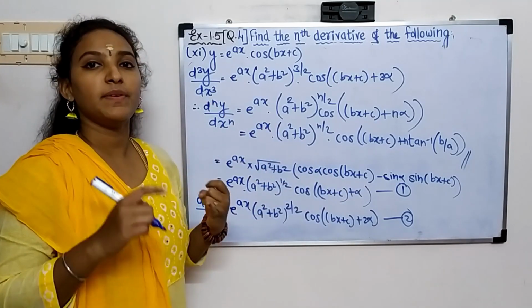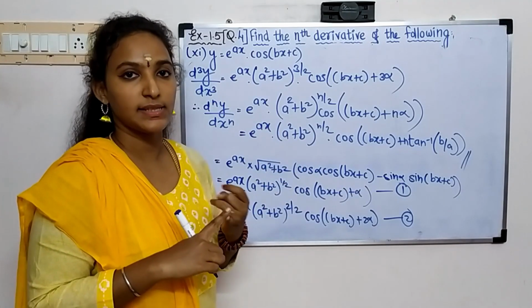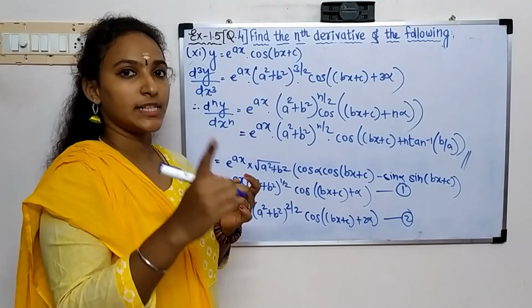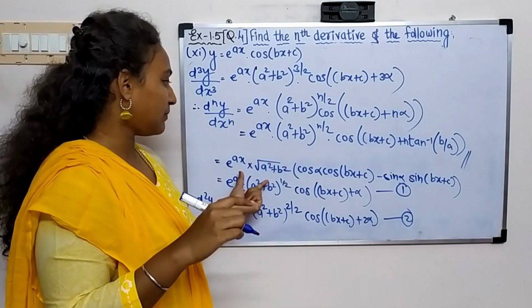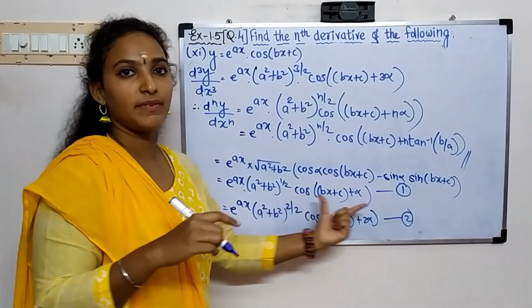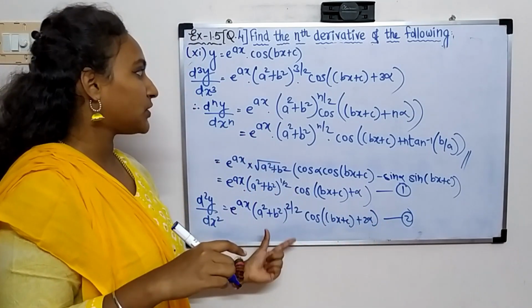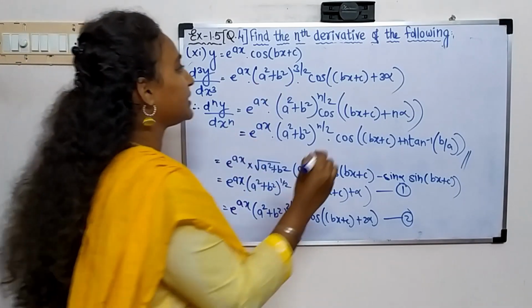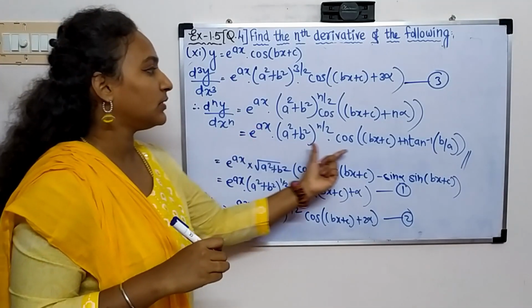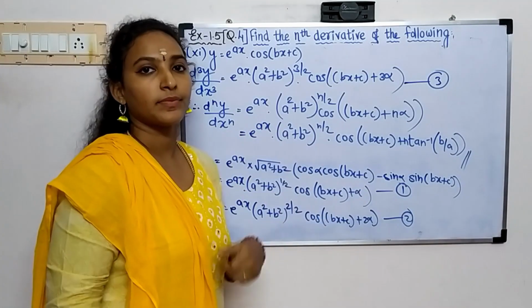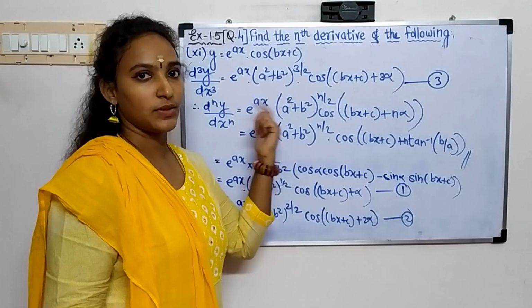First we have calculated dy by dx, then we have multiplied with root a square plus b square and divided by the same. Then after simplification, we got equation number 1, equation 2, equation 3. Using these 3 equations, we have calculated our nth derivative, and here is our answer. Now the last question of this, question number 12.